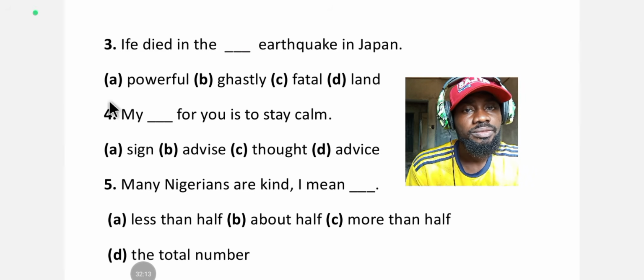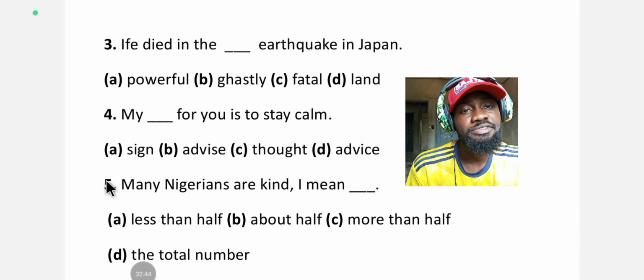Number 4. My dash for you is to stay calm. A, sign. B, advice. C, thought. D, advice. What's your answer? You answered right. The correct option is option D, advice. My advice for you is to stay calm.